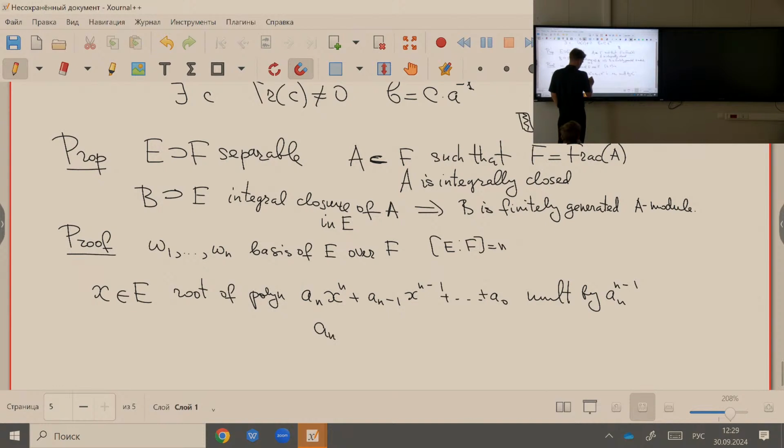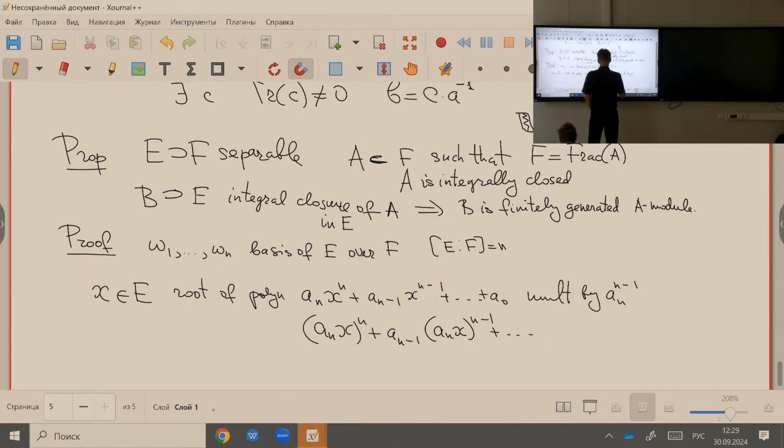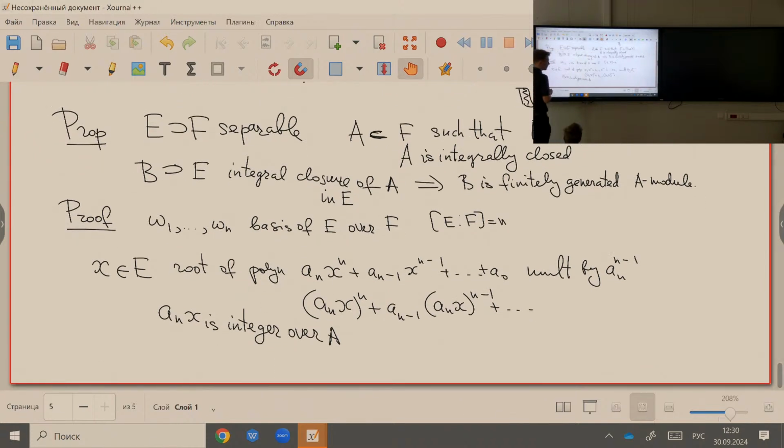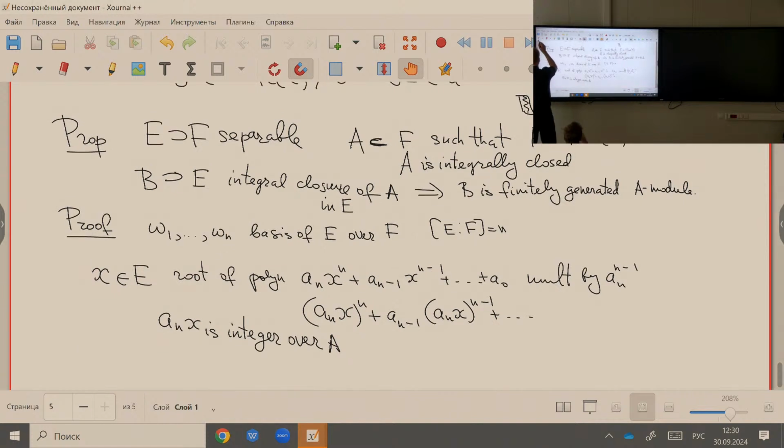Yeah, so in order to write it like this, a_n x^n + a_{n-1} x^{n-1}, etc. So a_n x is integer over A. Yeah, so this is what we get out of here, so that we can take a basis and multiply it by a sufficiently divisible a, and so we can assume, by choice of a, that we consider all a_i lie in A.